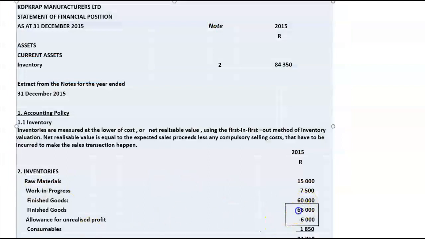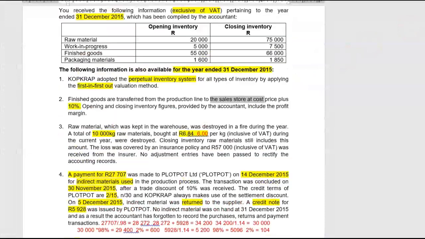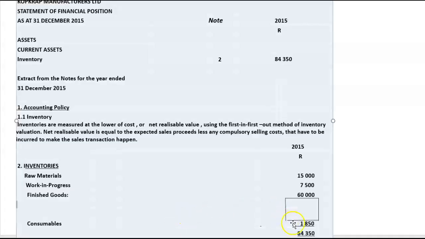Now here I've shown you the 66 and the 6. But in real life, and in your question where you're going to answer that, you will not show that. You will only show finished goods at 60,000 Rand, no breakdown. The user of the financial statements is not interested in any unrealized profits or internal transactions. He wants to see the actual picture. And then consumables, which I gave you in your question, closing inventory, packaging materials 1,850. In total 84,350. And that's the whole story.